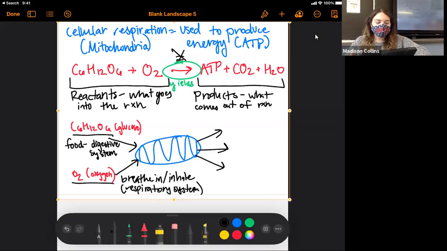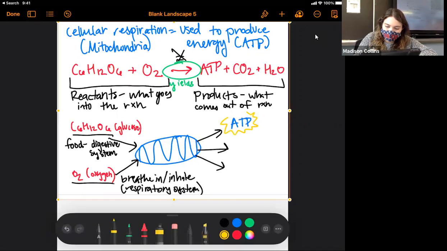Right, and so those two things, glucose and oxygen, go into the mitochondria, and they're used to produce 3 products. That first product is going to be ATP, which is that cellular energy that we've talked about. The second product is CO2, and the third product is water.